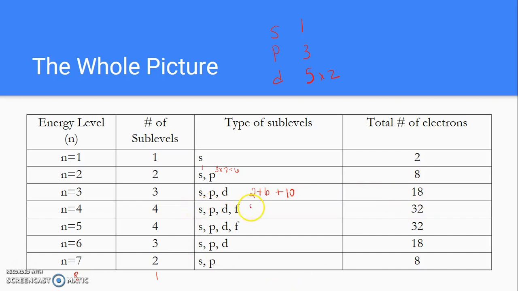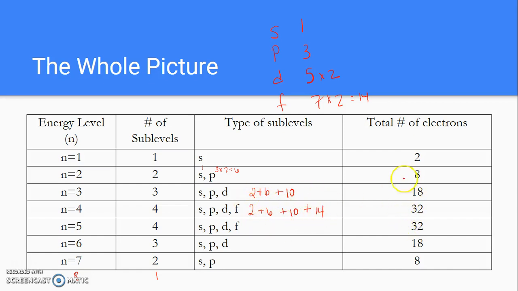We can do the same thing with this one, repeating from what we know from before, 2 plus 6 plus 10 plus whatever's in the F. Well, if we go down one more to the F has 7. 1, 3, 5, 7. 7 times 2 is 14. The F sublevel has 7 orbitals, and that can hold a total of 14 electrons. Add all of that up, and you'll get 32.